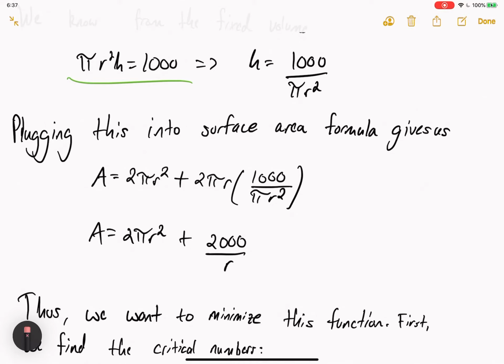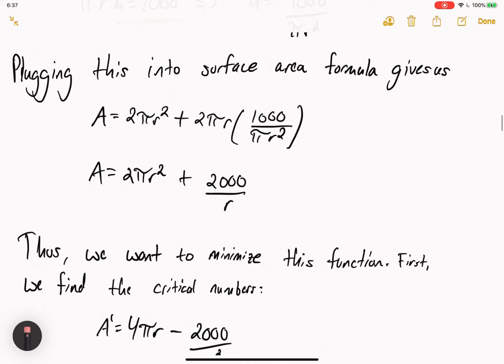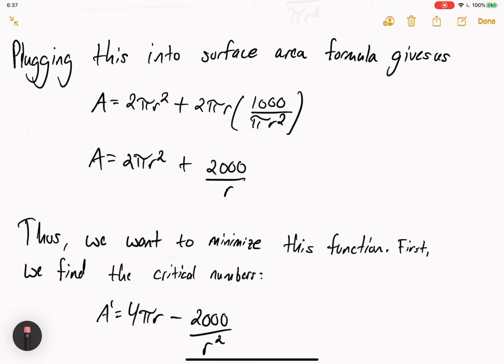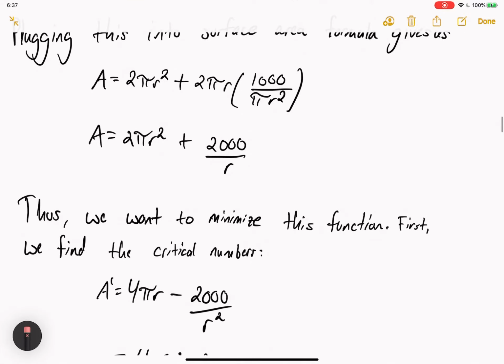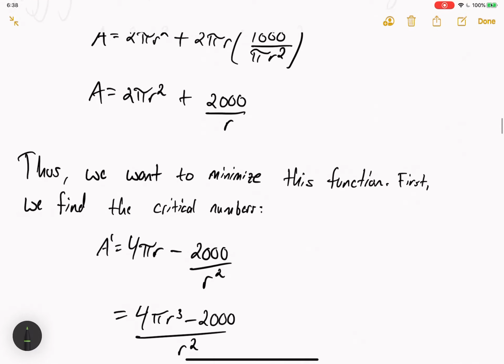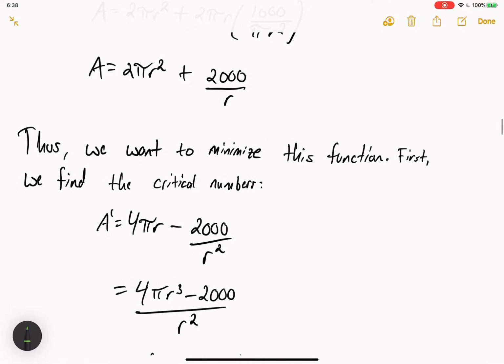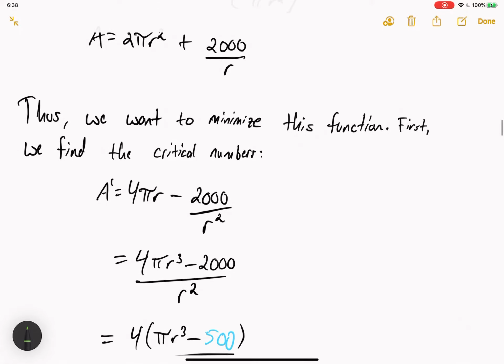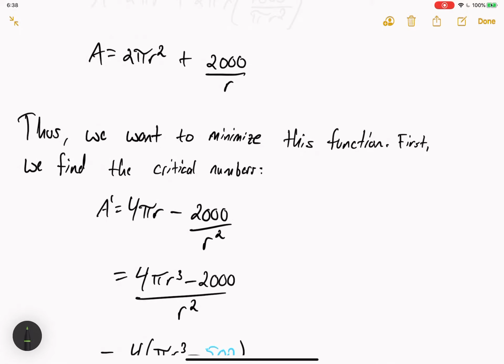So we got h is equal to 1,000 divided by pi r squared. We're going to plug this into the surface area formula, where we had h. We plugged it in, simplified, and we get A is equal to 2 pi r squared plus 2,000 divided by r. So that's going to be our new surface area in terms of just r.